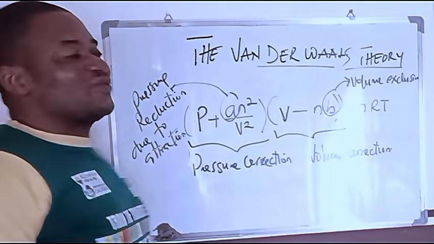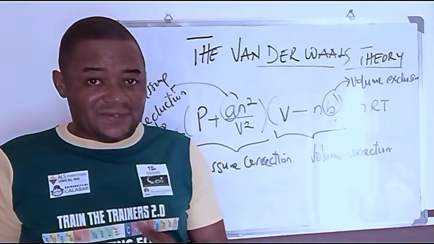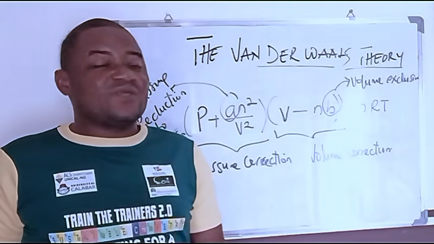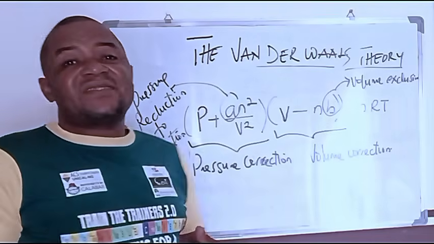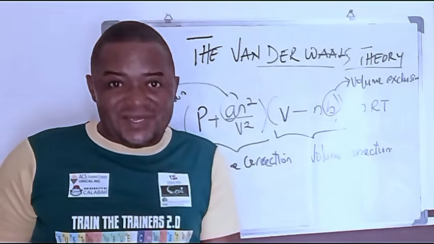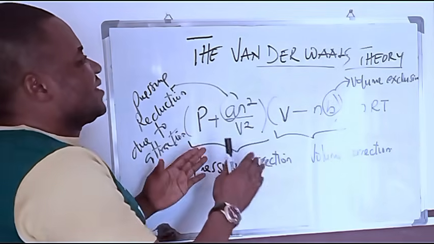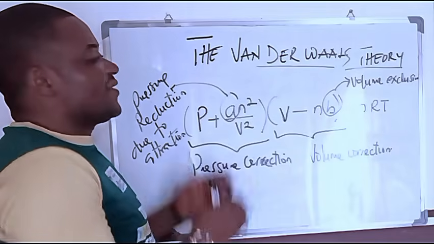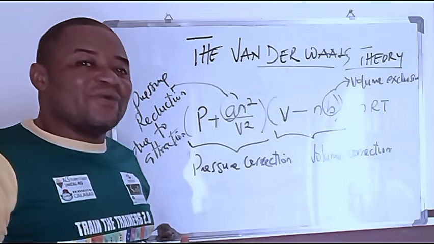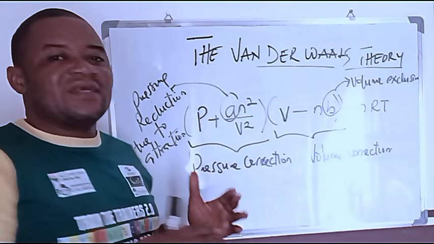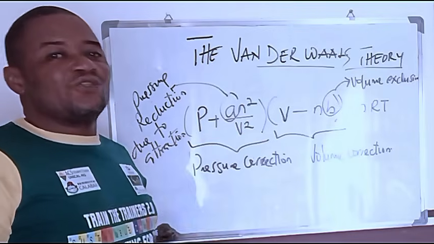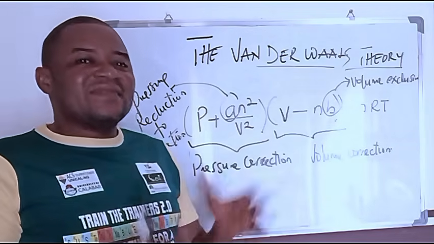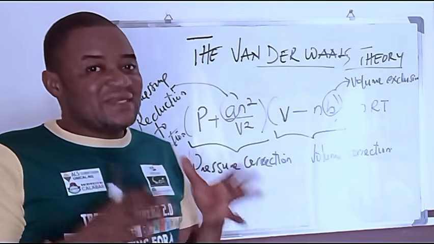Now there is a difference between a real gas and an ideal gas. There had existed the ideal gas theory before you have the real gas theory. The real gas theory came on board through the work of Johannes Diederik van der Waals to correct some of the anomalies that were experienced in the ideal gas theory.